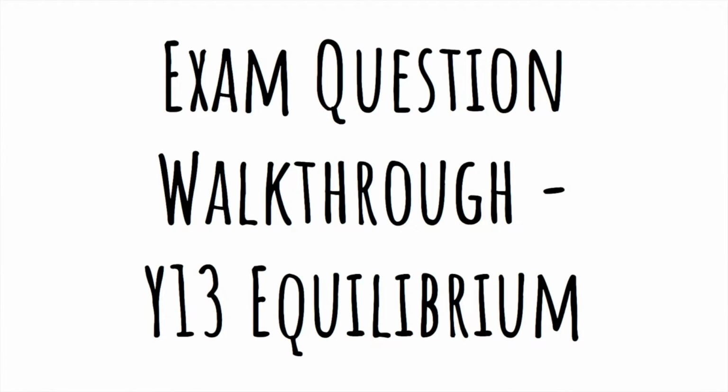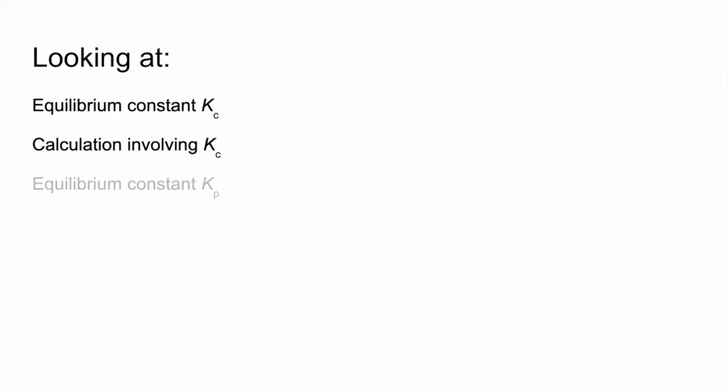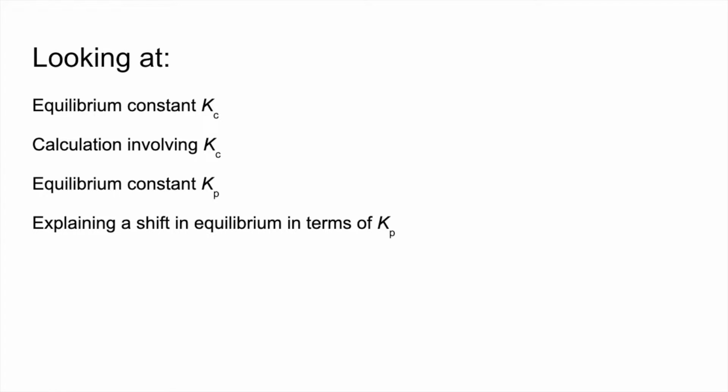Got an exam question walkthrough here for Year 13 equilibrium. So the question looks at the equilibrium constant Kc, a calculation involving Kc, the equilibrium constant Kp, and explaining a shift in equilibrium in terms of Kp.